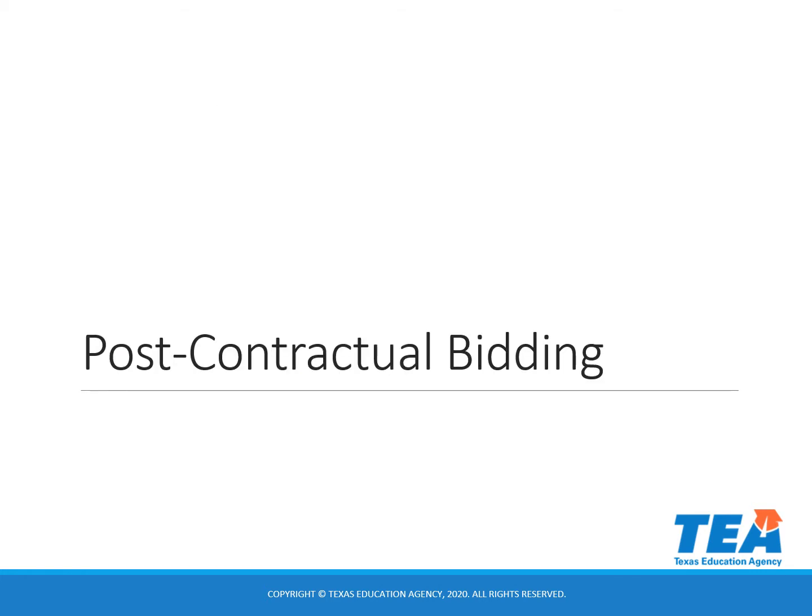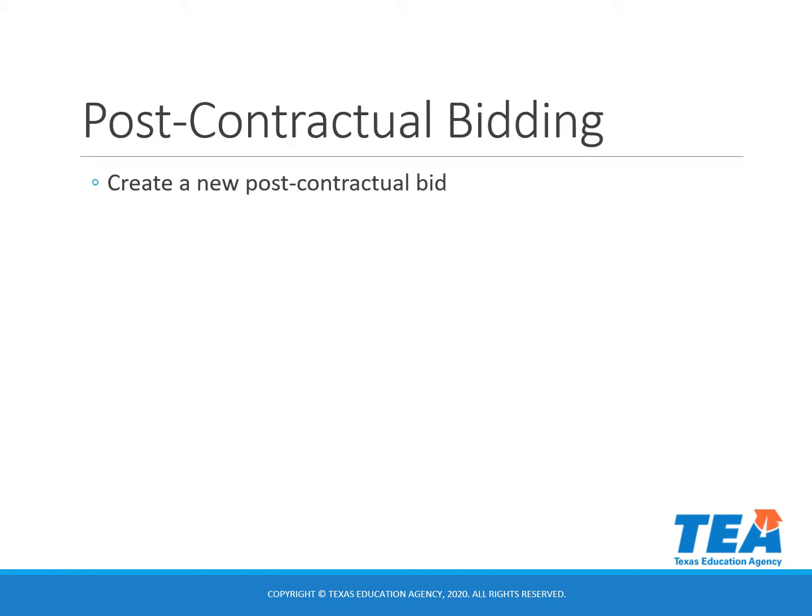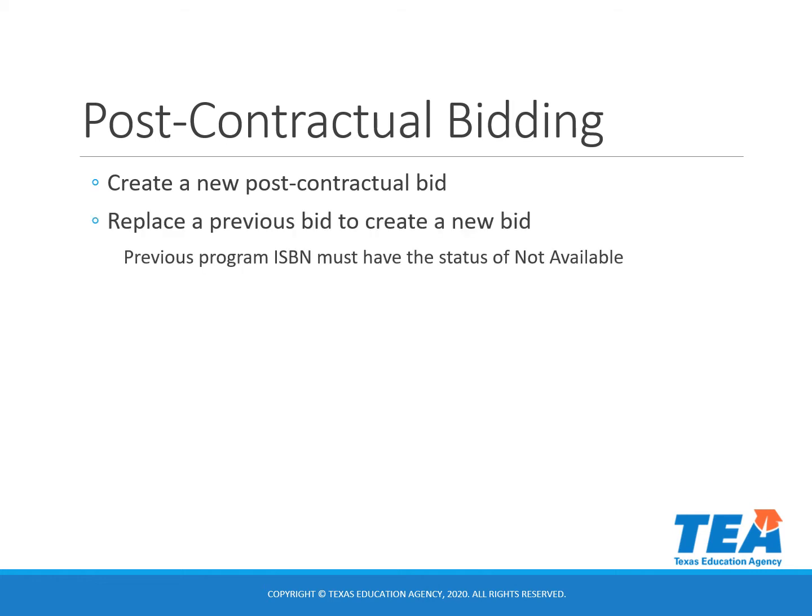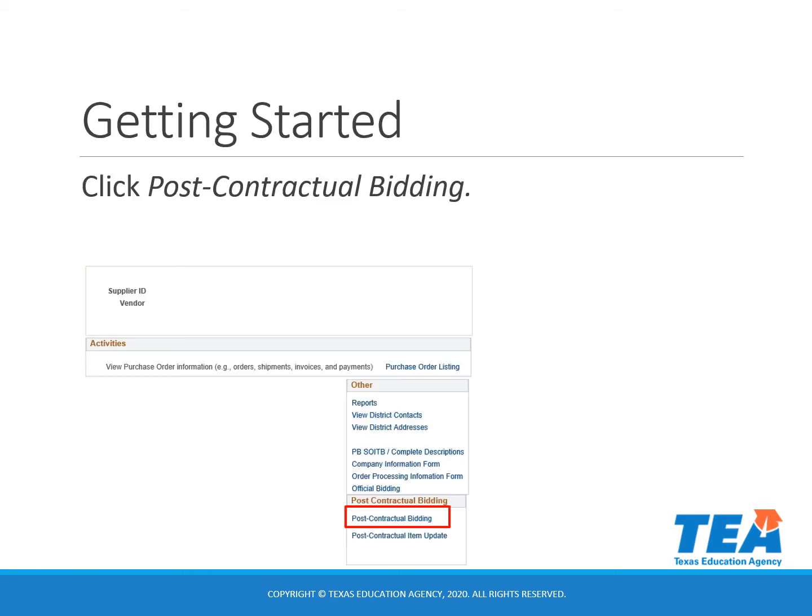Now we will talk about post-contractual bidding in EMAT. The post-contractual bidding link can be used to create a new post-contractual bid, or it can be used to replace a previous bid to create a new bid. The previous program ISBN must have the status of not available. For example, if you had an 8-year bid and now would like to enter a 7-year bid, you would change the status of the 8-year bid to not available. Then you can pre-populate that 8-year bid information and update it to create your 7-year bid.